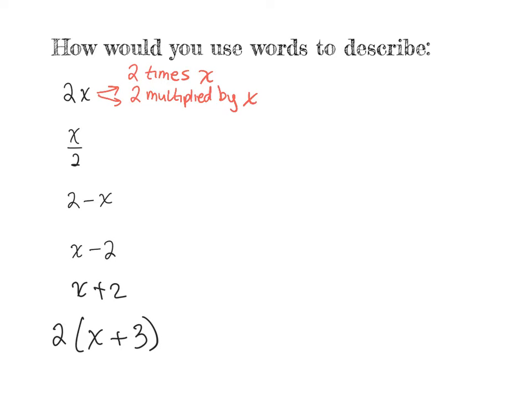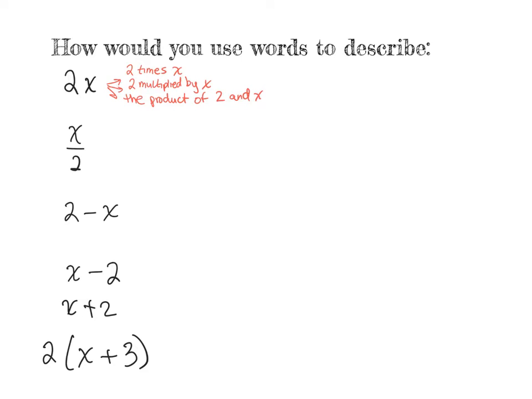So 2 times x, 2 multiplied by x. What kind of an answer do we get through multiplication? Right. So if I know that the answer to a multiplication problem is called a product, how can you use the word product to describe that first situation? That's exactly right. The product of 2 and x. That is another way of writing the words.